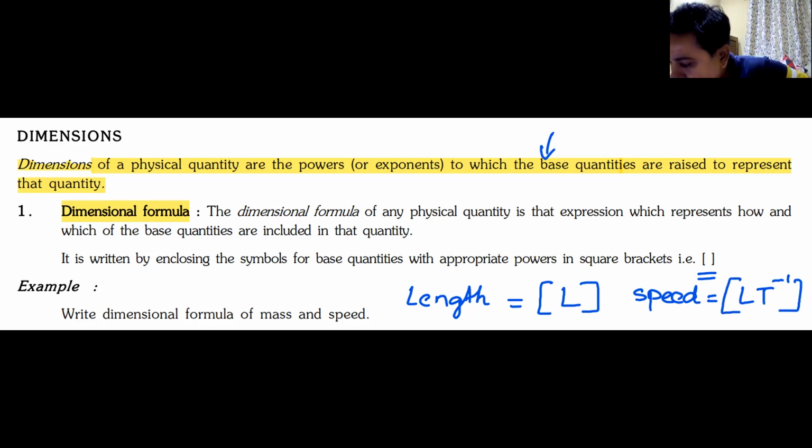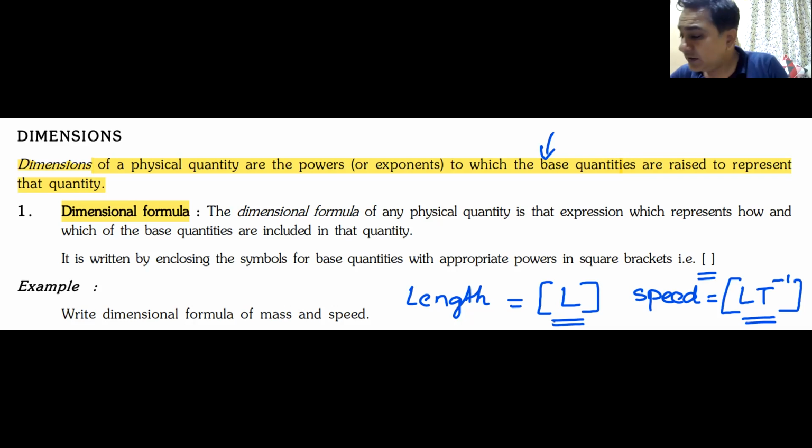Are you getting the concept correctly, beta? You will have to understand how speed is made. It is distance divided by time, and therefore the dimensional formula for speed becomes LT minus 1. L stands for length, which tells us the distance. T stands for time. It is length divided by time, distance divided by time, and therefore the formula is LT minus 1. Do we understand this? Yes or no?